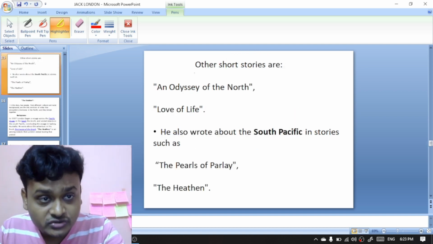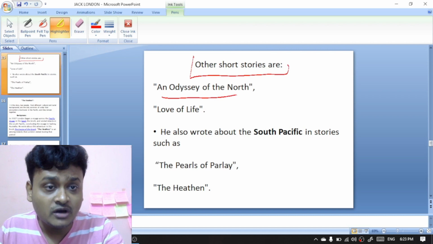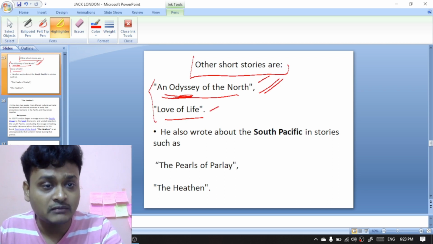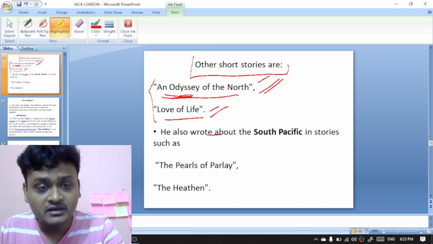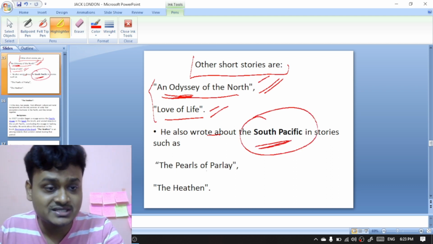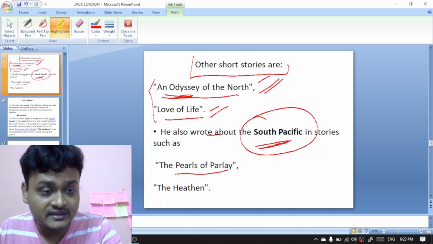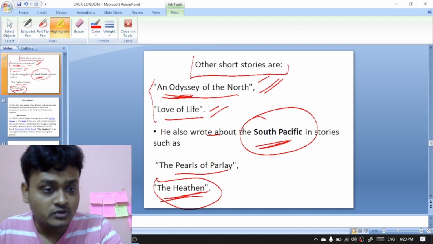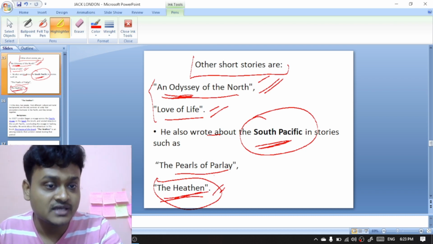Okay. Other short stories are An Odyssey of the North and Love of Life. These two stories were also written by Jack London. He also wrote about the South Pacific in stories such as The Pearls of Parlay or The Heathen. The Heathen is one of the most famous short stories written by Jack London, and it deals with the South Pacific seas.